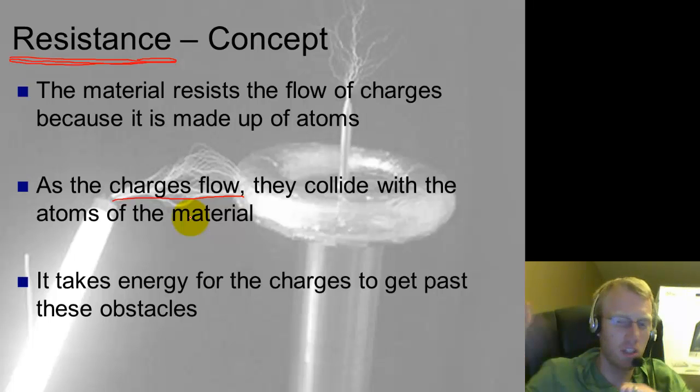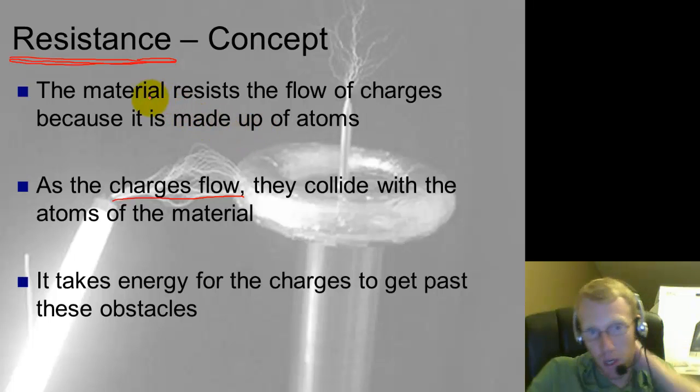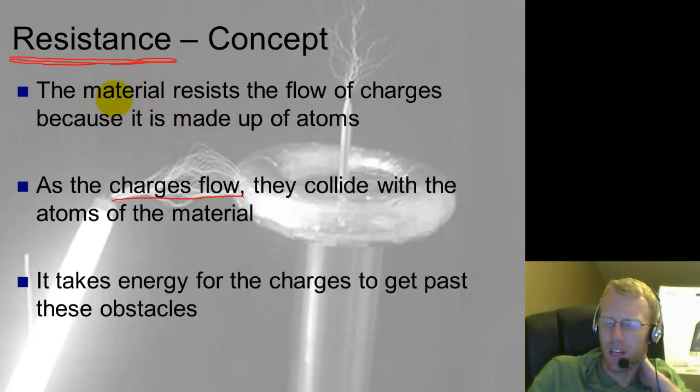The electron doesn't start off going really fast and then gradually slow down as it snakes its way through some resistor. It's going pretty much the same speed the whole time, but it's losing potential energy rather than kinetic energy. Okay? So a material has two properties.